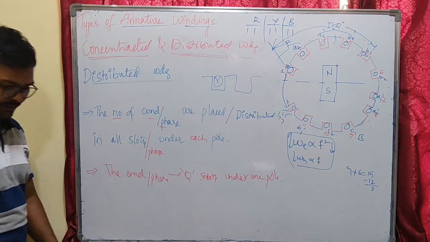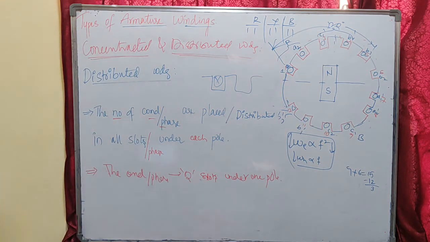Okay, this is distributed winding. In concentrated winding we were going to place everything in one slot. In distributed winding we are going to distribute in all the slots. That means all the conductors per phase are distributed among the 2 slots per phase available under every pole. So this type of winding is called distributed winding.